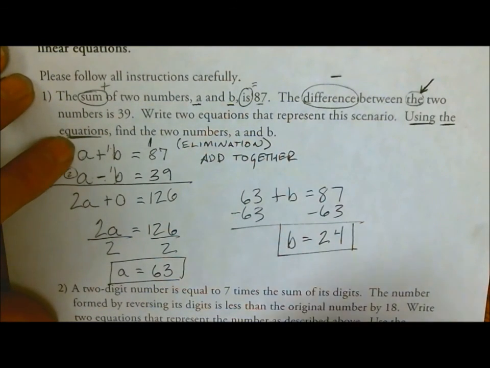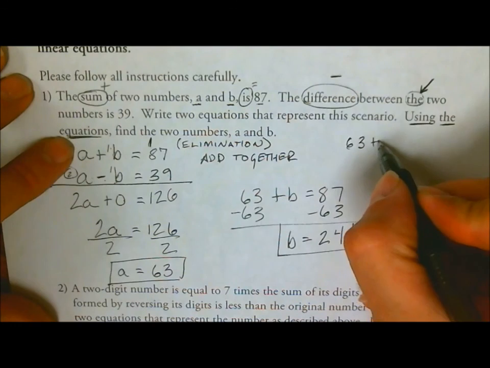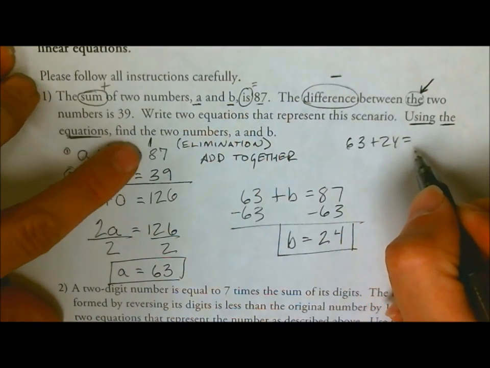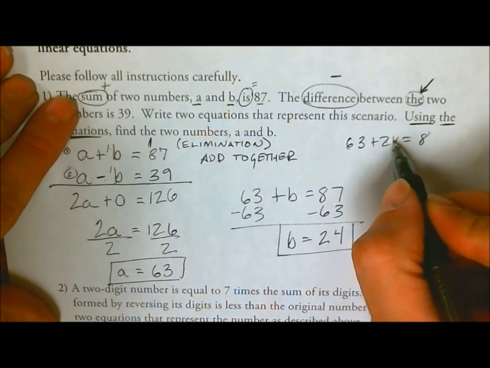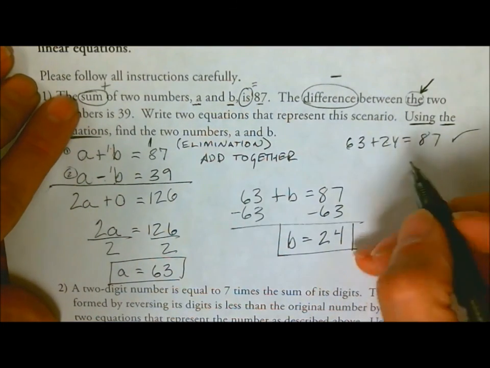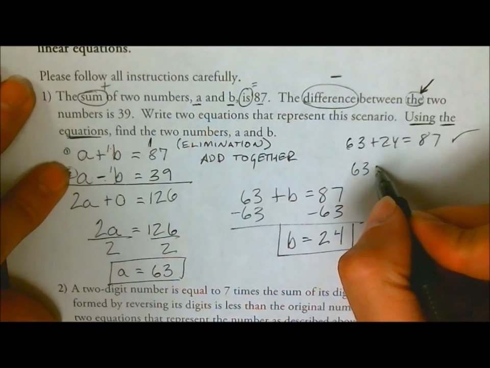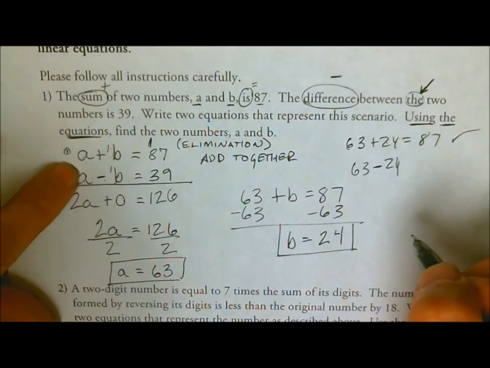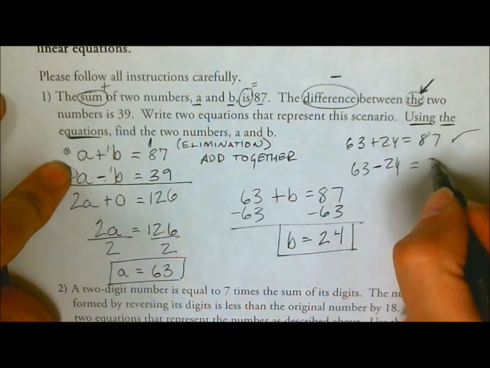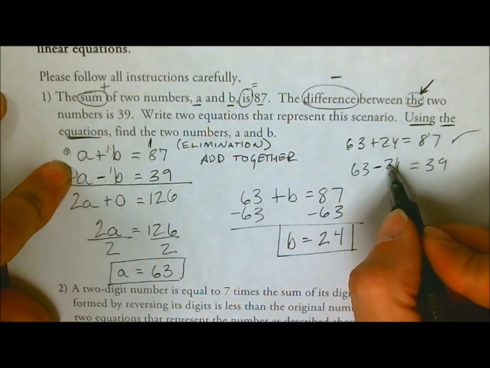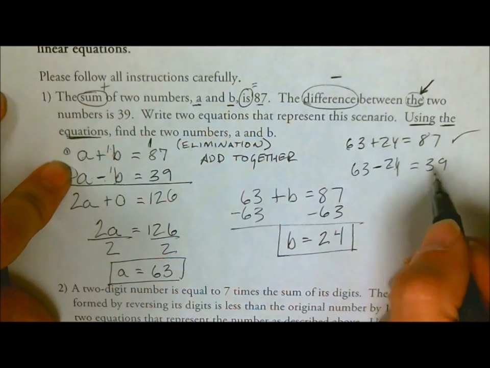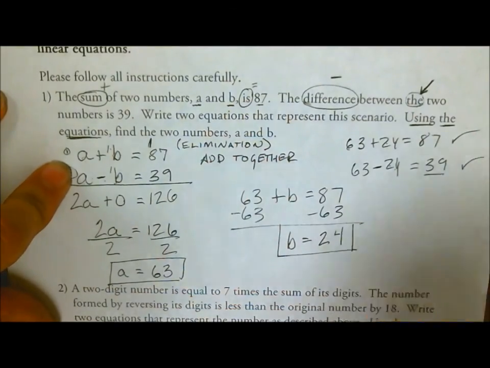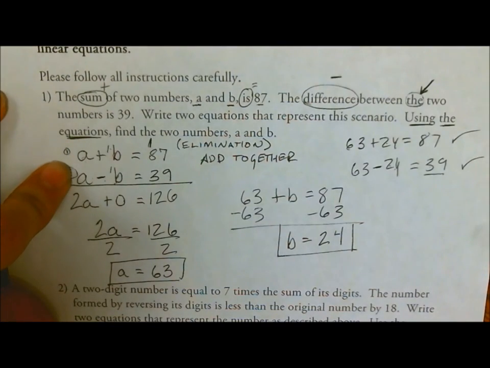I can test that by saying 63 plus 24 equals, if it's equal to 87, then I'm good. 60, 70, 80, 4 plus 3 is 7. Check. And now 63 minus 24 should equal 39. 60 minus 20 is 40. 3 minus 4 is a negative 1. 1 less than 40 is 39. Check. And that's one way of solving this problem.